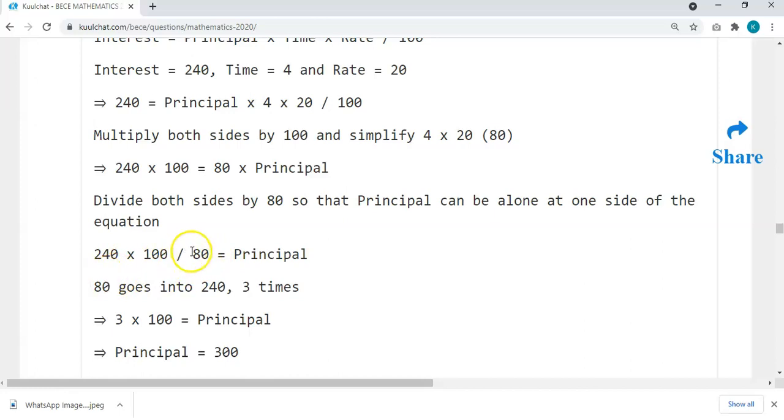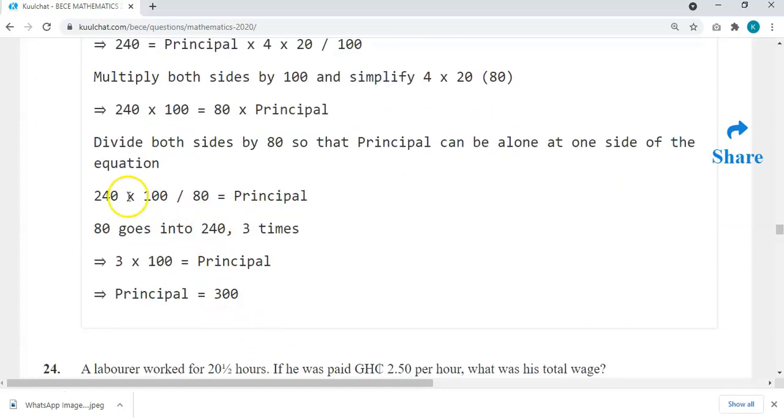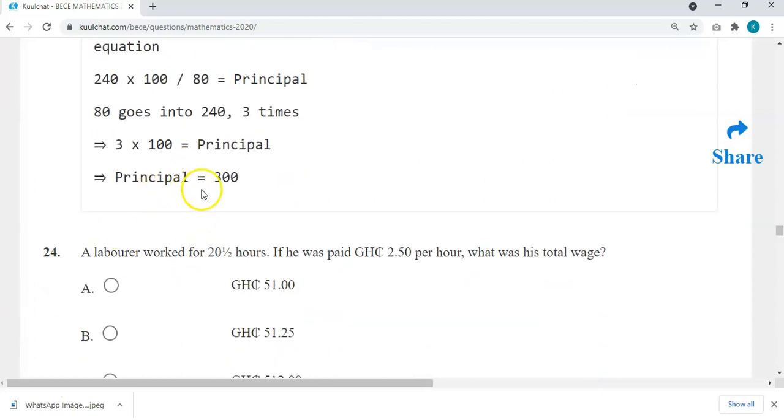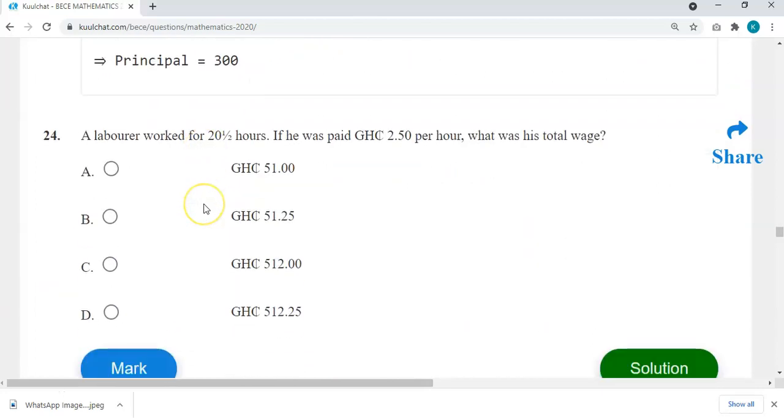So you know that 80 can go into 240 three times, so you get 3 times 100, which gives you 300. So however you want to do it, but if you leave it that way, it will make simplification very easy for you. Okay, so that's 23. We move on to 24.